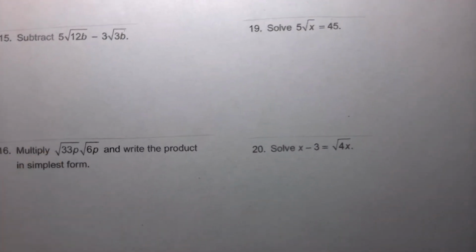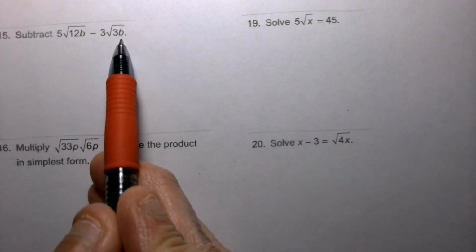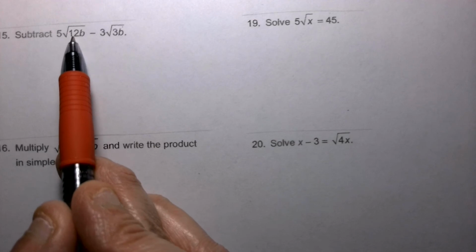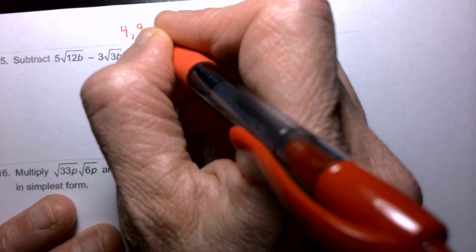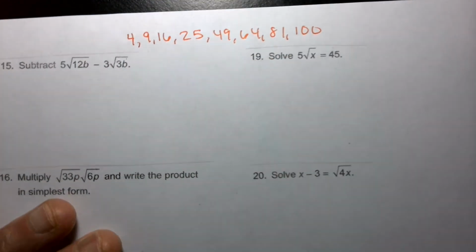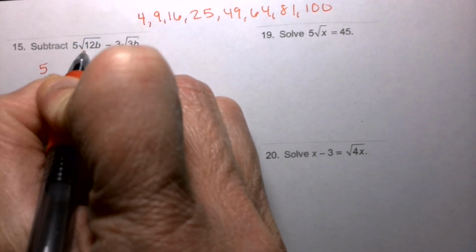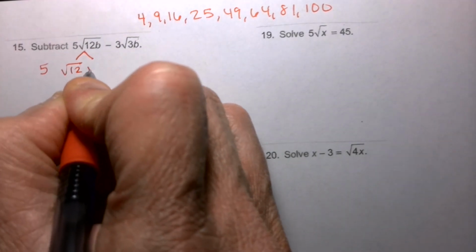How about this one? Is what's under here the same? Nope. So I can't just go ahead and subtract, that's for sure. But the question is, can any of it be reduced? Well, if you look at the 3b, the answer is no. 3 can't be reduced and neither can b. That's just the way it has to be. But when I see that 12, I know that one of those numbers, 4, 9, 16, 25, 49, 64, 81, and 100, can factor out of that. So what we're going to do is I'm going to leave the 5 out front, and I'm breaking down the square root of 12b into two things, square root of 12 and square root of b.